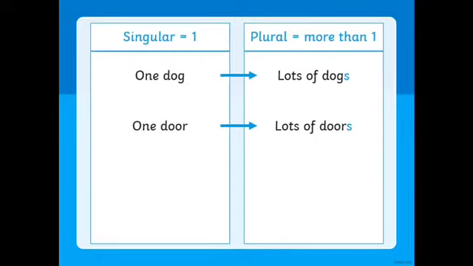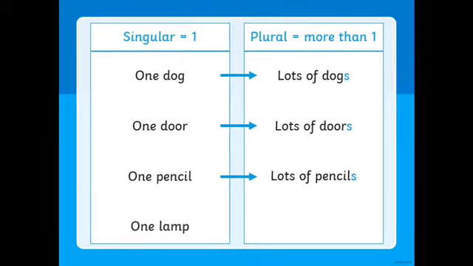Now, can you see what's happening with the end of that word? We've added on a certain sound. Can you spot what it is? You're right, we've spotted the s sound, because we can add the s sound onto the end of a word to turn it into more than one thing. Lots of dogs, lots of doors. And we've got one pencil, lots of pencils. One lamp, lots of lamps.